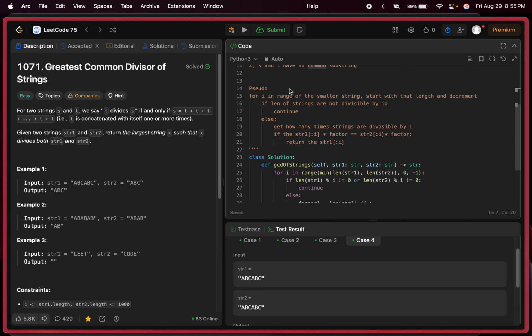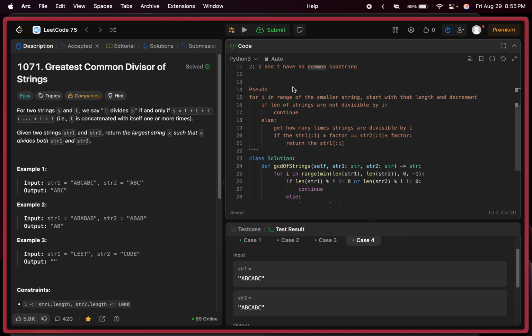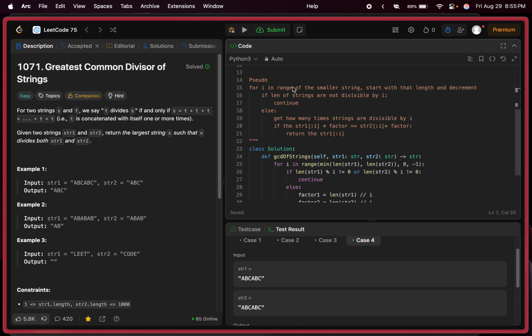So, getting into the pseudocode here. For i in range of the smallest string's length, we decrement. Because we want to find the greatest common divisor, instead of going from the smallest to the largest, we go from the largest to the smallest in the range of the shorter string. We do this so that when we get the first match, we immediately know that it's the greatest common divisor. If we were to start from the start and go up, then we would have to go through the entire string, and that's a little bit more inefficient.